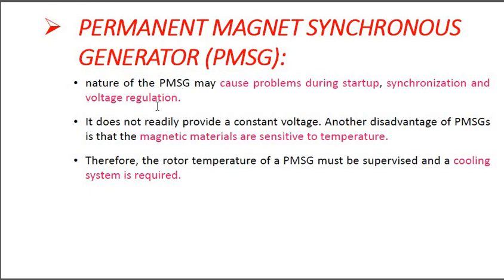So we cannot use PMSG for higher speed or higher power applications, because in higher speed applications the temperature of the machine is higher, and we know that magnetic materials lose their magnetism at high temperature. Therefore, the rotor temperature of the PMSG must be supervised and a cooling system is required for maintaining the proper temperature for this type of generator.